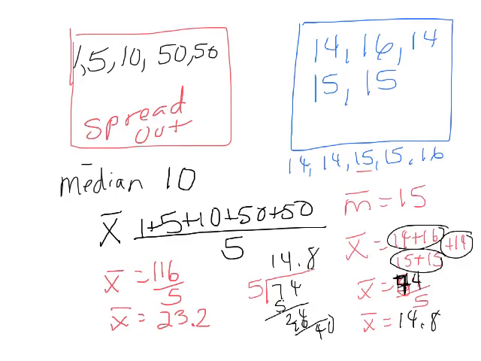Now compare the middle, 15, and the average of 14.8. They're very close to each other. What this means is that the numbers are all very tightly packed. They're close to each other. Versus the other one, where the median was 10 and the average was 23.2. It means the numbers are very spread out. The values are very spread out.